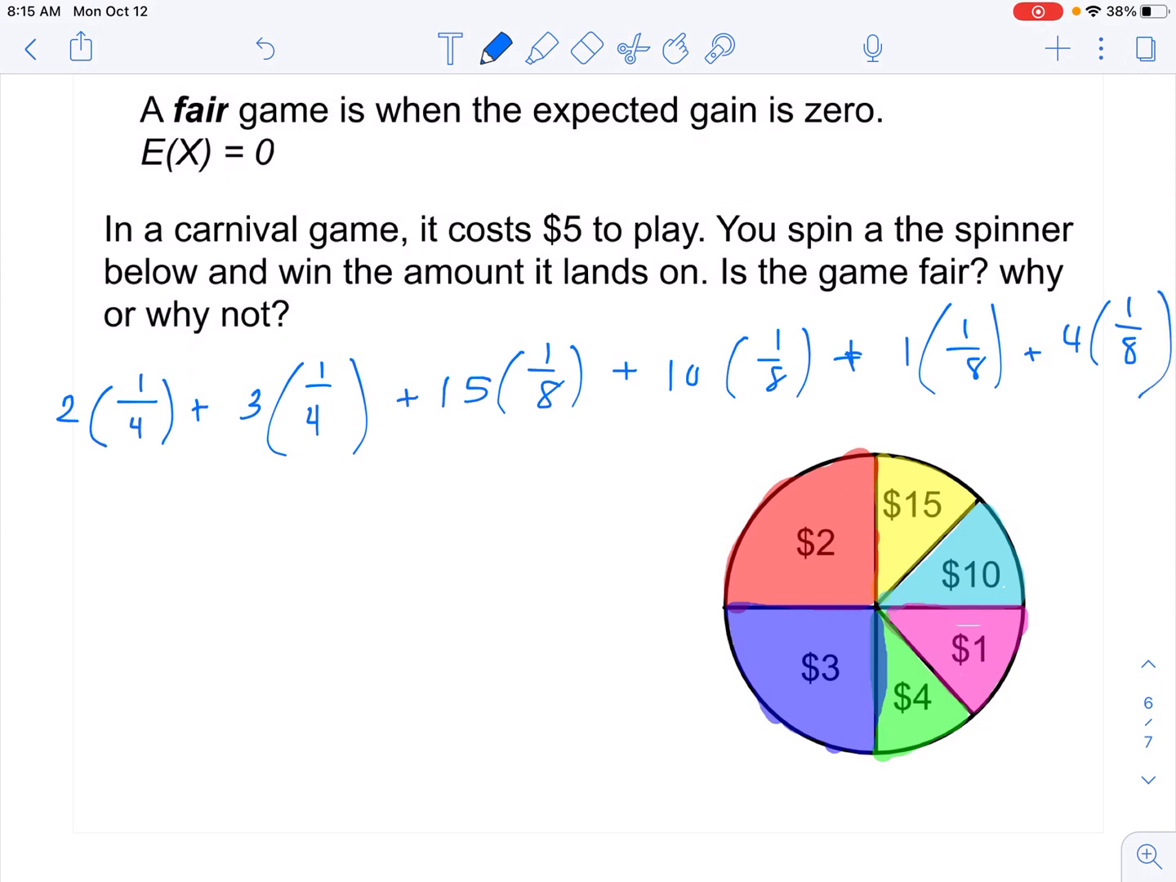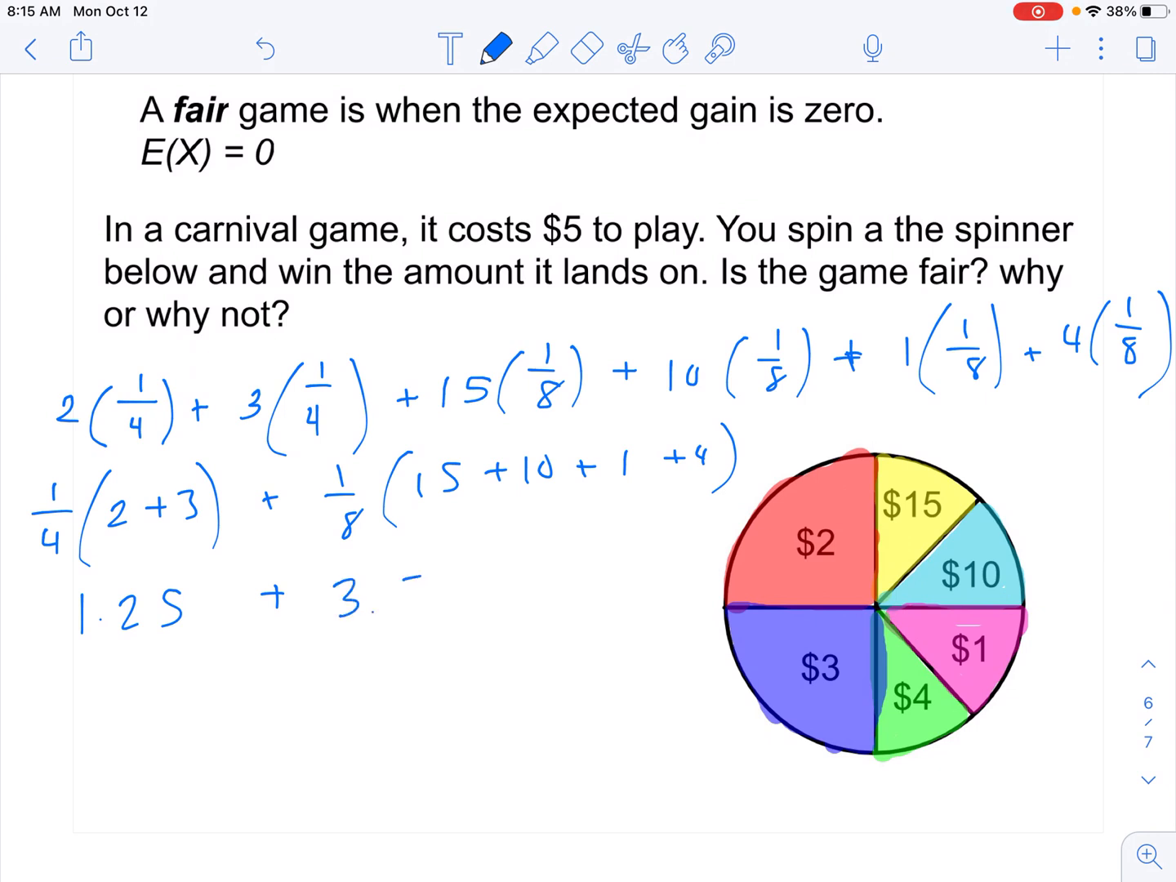And we are going to find the sum, so we're just going to add them all together. I factored out a 1/4, and then I did 2 plus 3, and I factored out a 1/8. I did 15 plus 10 plus 1 plus 4. So 1/4 times 5 is 1.25. And 15 plus 10 is 25, 26, 30. So 30 divided by 8 is 3.75.